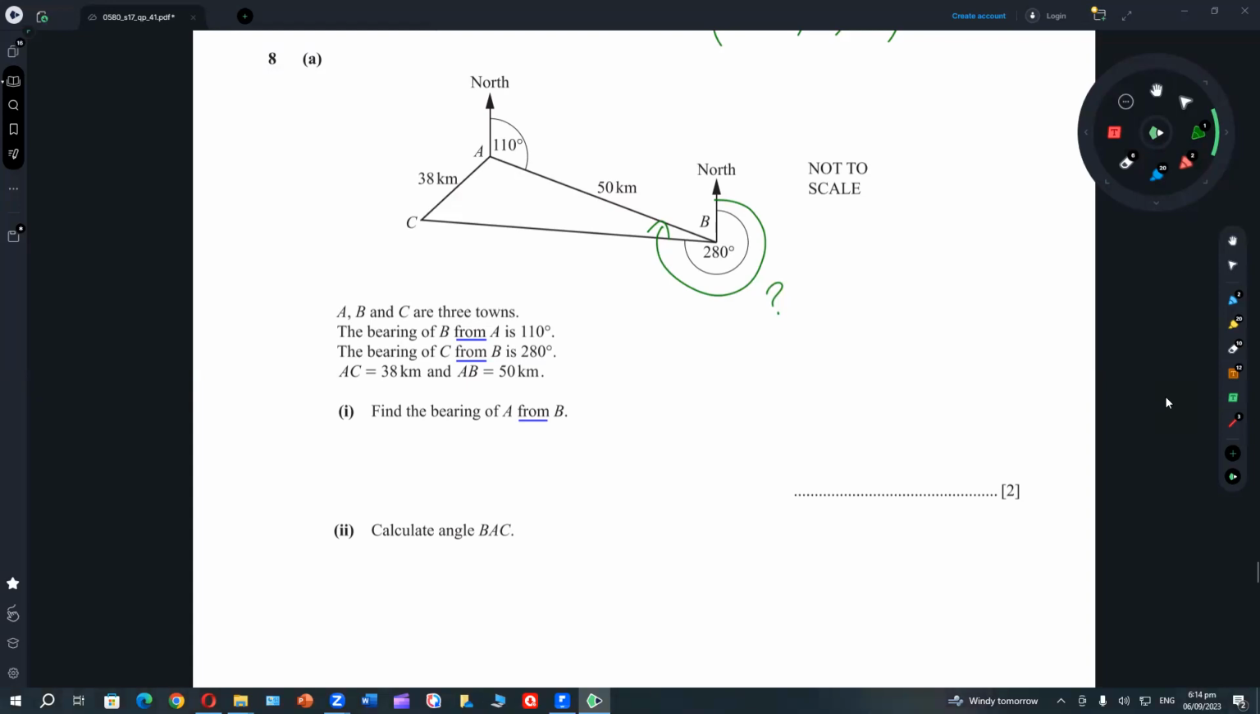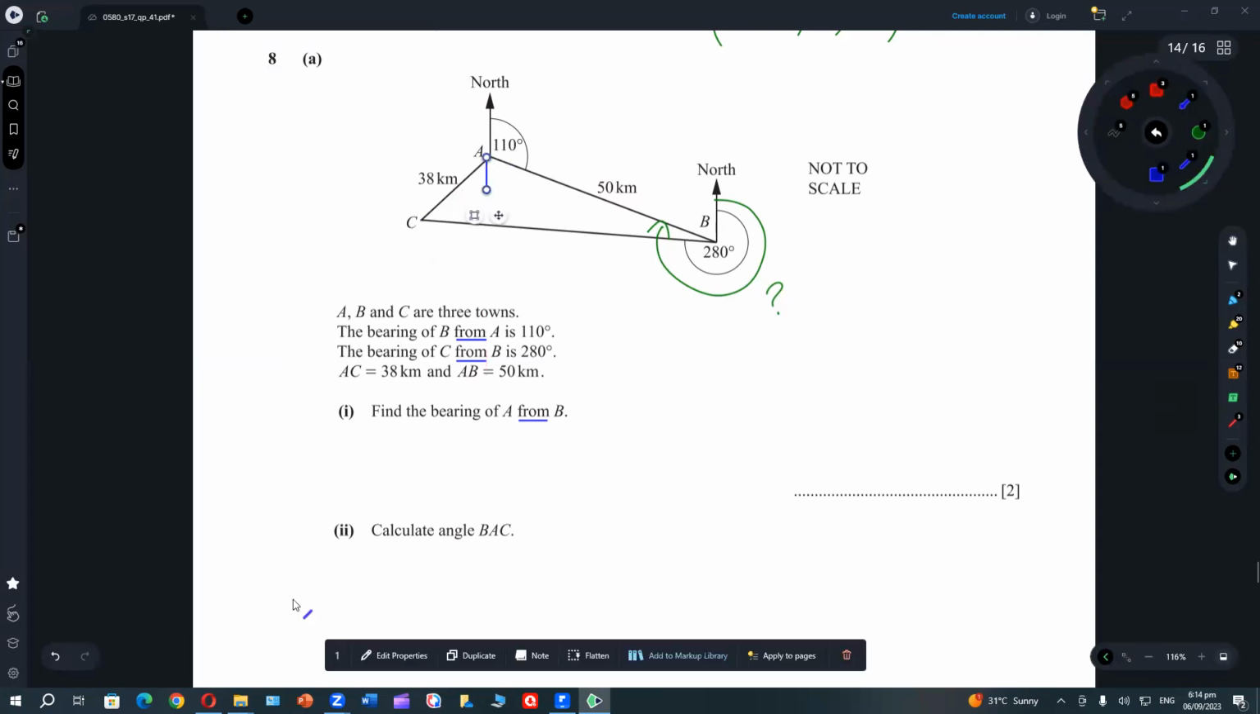Sir, I don't know if this is correct to do, but could you do 280 plus 110 plus x? 280 is outside. We actually need an angle which is inside, which is coming from the green line.